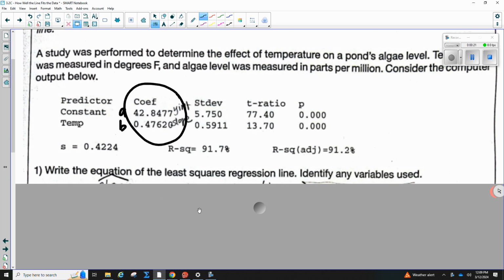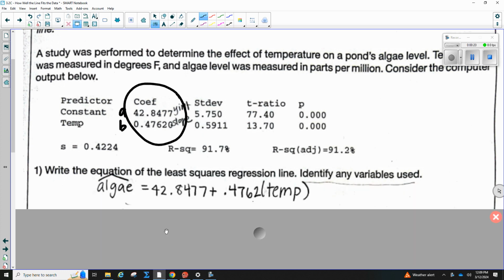So it should look like this because our output is algae and our x is temperature. We are determining the effect of temperature on the pond's algae level. So your predicted algae, be sure you have the hat, equals 42.8477 plus 0.4762 times the temperature.